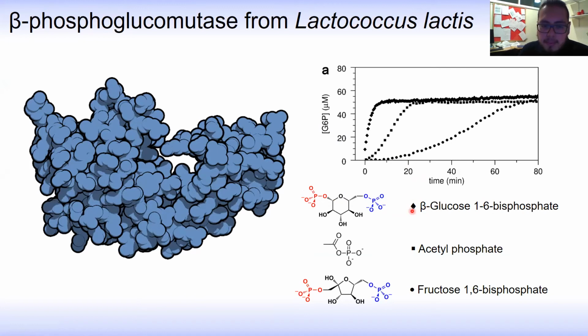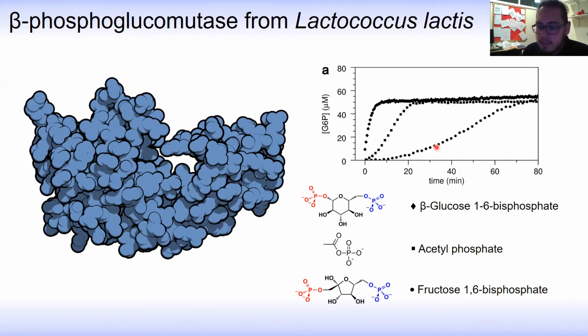If you use the intermediate, you get linear kinetics as any other classical enzyme. However, if you use acetyl phosphate or fructose bisphosphate, you get a lag phase, which is very common in hysteretic enzymes. So we thought that this is maybe a mechanism of post-translational control of enzyme activity.